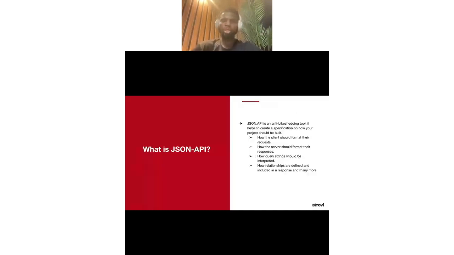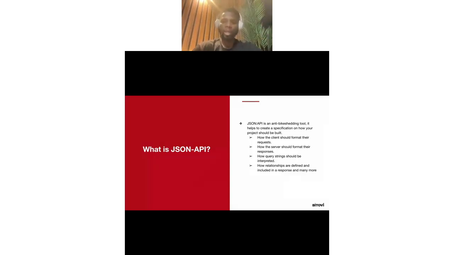Just a quick intro into what JSON:API is. JSON:API is an anti-bikeshedding tool. It helps to create a specification on how your project should be built. At Bitovi, we really recommend using JSON:API because, again, it helps with bikeshedding. It ensures that we don't have to go back and forth.